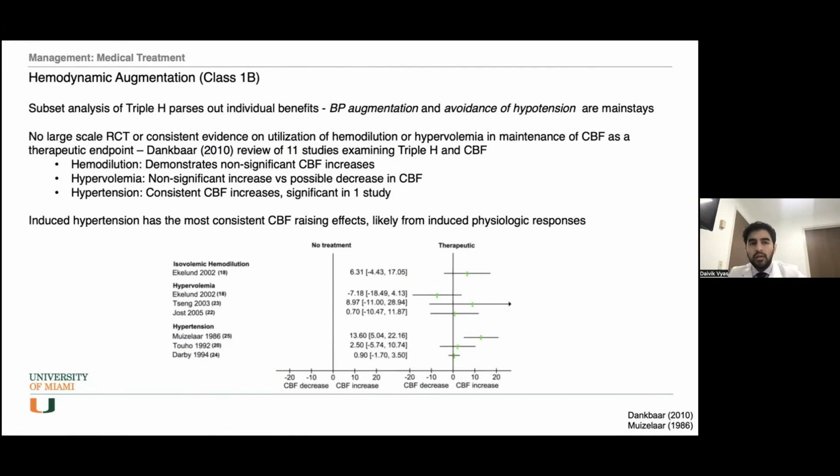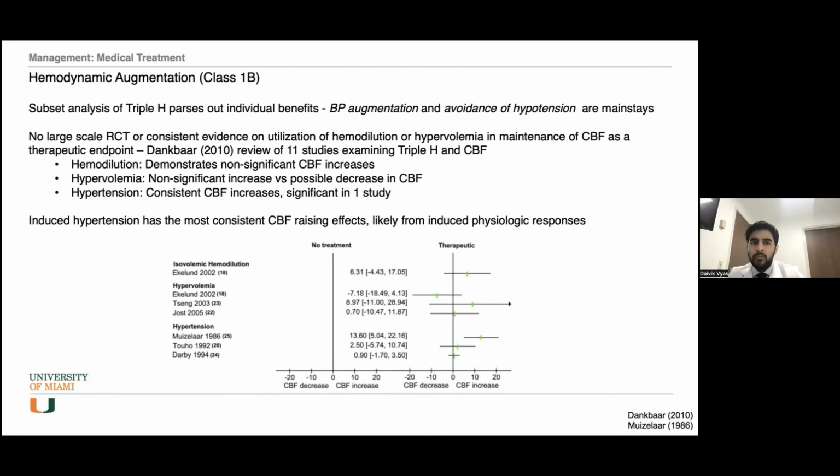So in the 2000s and 2010s, we've now had a subset analysis of Triple H therapy that parses out the individual benefits of the 3 components. And realistically, the big conclusion that gets drawn is the most impactful facet of Triple H therapy is actually induced hypertension, and generally speaking, avoiding hypotension or hypovolemia. So no large-scale randomized clinical trial or consistent evidence actually exists on the utilization of hemodilution or hypervolemia for maintaining cerebral blood flow.